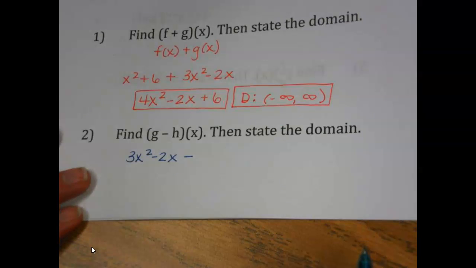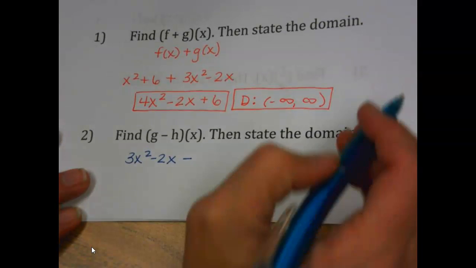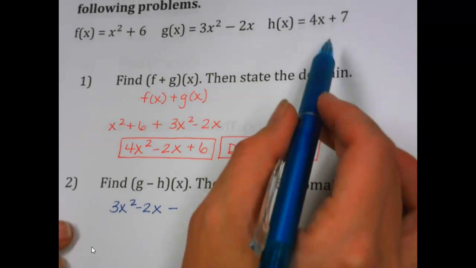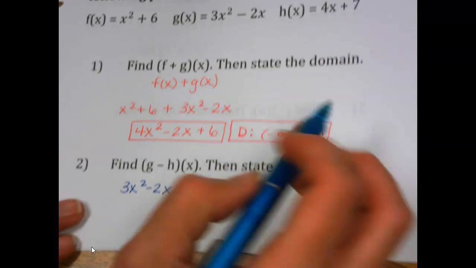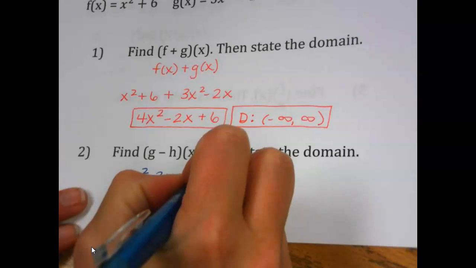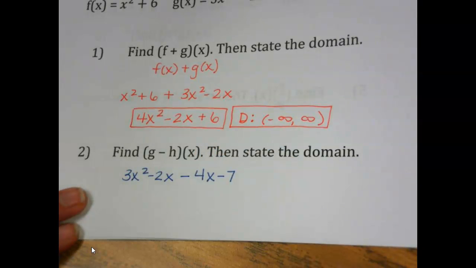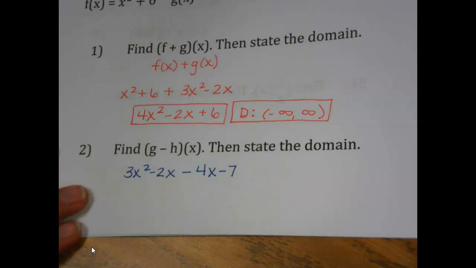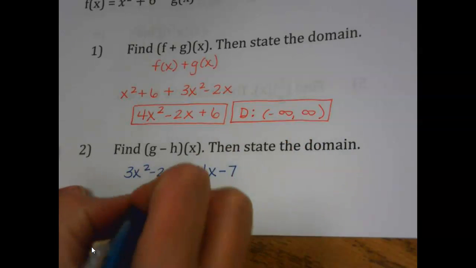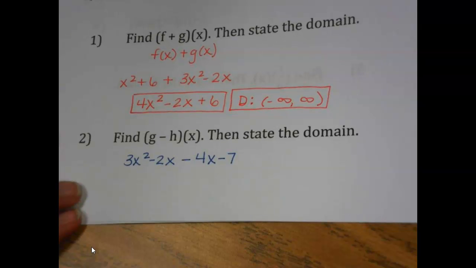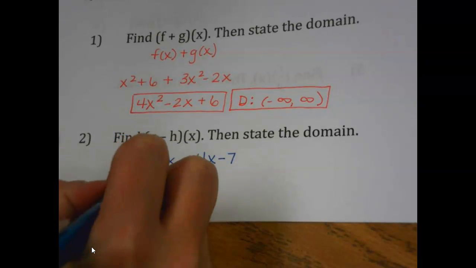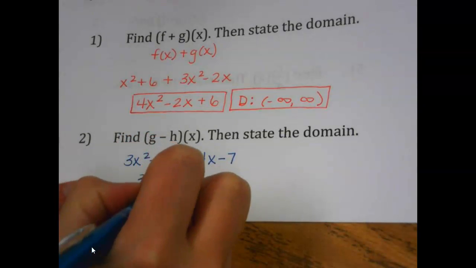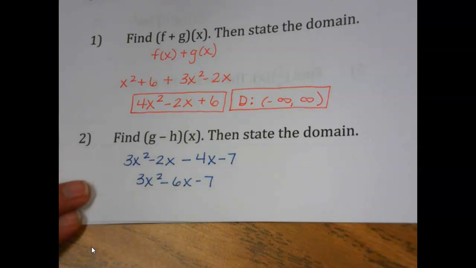Now here's where some people make a mistake. We have to subtract the whole h function up here, 4x plus 7. So we have to subtract the 4x, but we also have to subtract the 7. And some people only put the subtraction sign before the 4x. So make sure you're subtracting the whole thing. Then just like last time, we have to combine like terms. So we have 3x squared minus 6x minus 7.